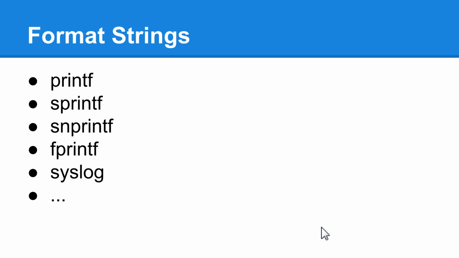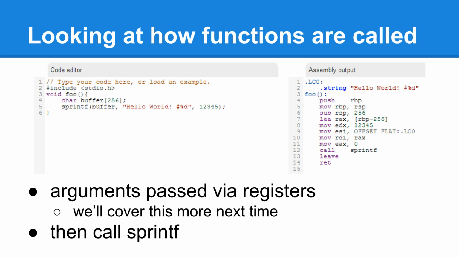So the following functions use format strings in some form or another. We have printf, we have sprintf, we have snprintf, which takes in a number of bytes, and fprintf, syslog, etc. And so before we go any further, we're going to use Godbolt. I've just screen capped most of it to explore how functions are called.